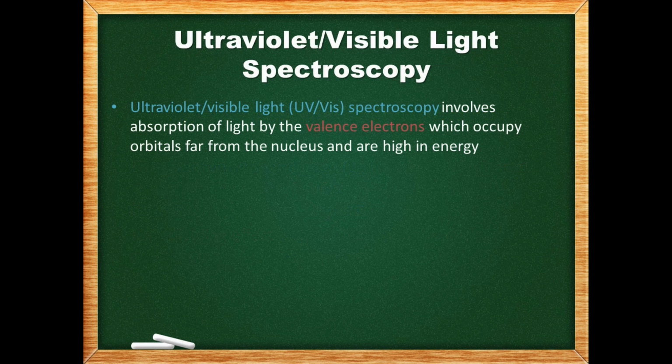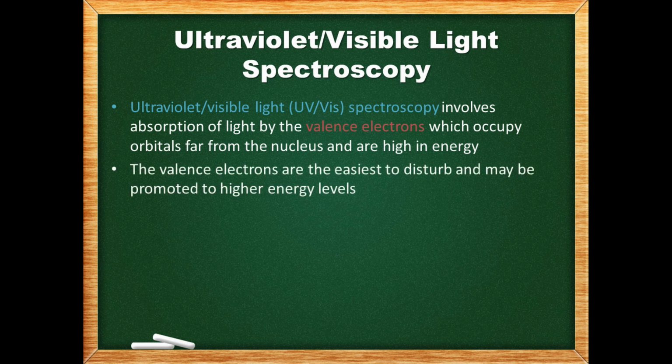UV-vis spectroscopy involves absorption of light by the valence electrons which occupy orbitals far from the nucleus and are high in energy. Consideration of Coulomb's law and the shielding effect tells us that these electrons are attracted by an attenuated and distant nuclear charge, so they're the easiest electrons to disturb. They may be ionized and, under milder excitation, may be promoted to higher levels of energy, basically moved from their ground state to an excited state.